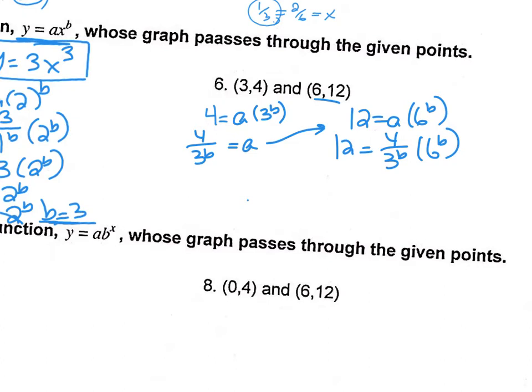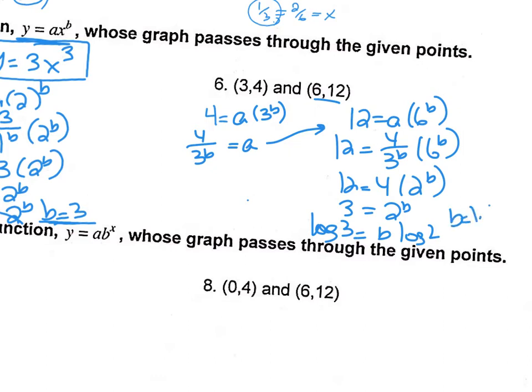Now, because 6 and 3 both have B's, you're allowed to divide those. 6 divided by 3 is 2, so that's 2 to the B. Divide both sides by 4, you get 3 there. This time I can't find the same base, so I'm going to do log both sides. So I'm doing log 3. Remember the exponent goes in the front. B times log 2. Take your calculator. I'm going to divide log 3 divided by log 2. And I get 1.585. So my B is 1.585.